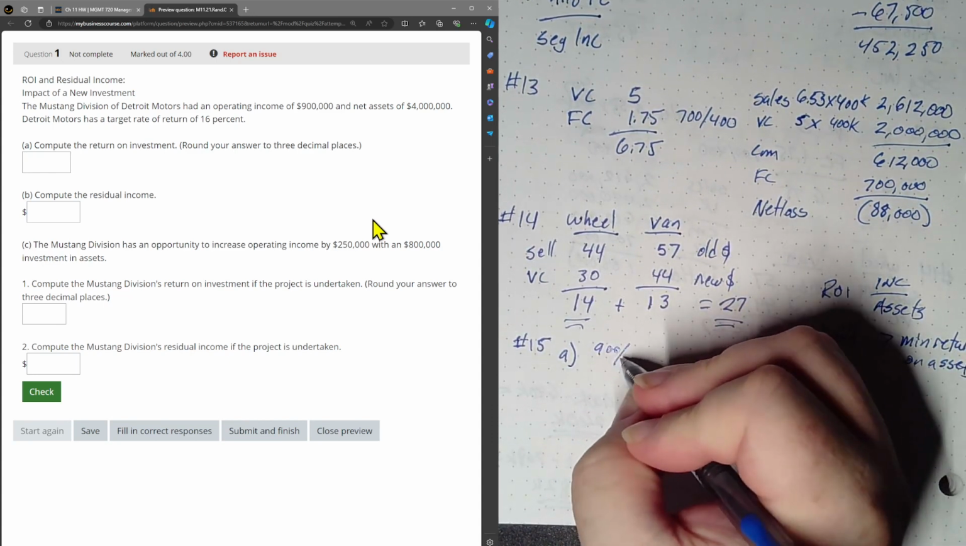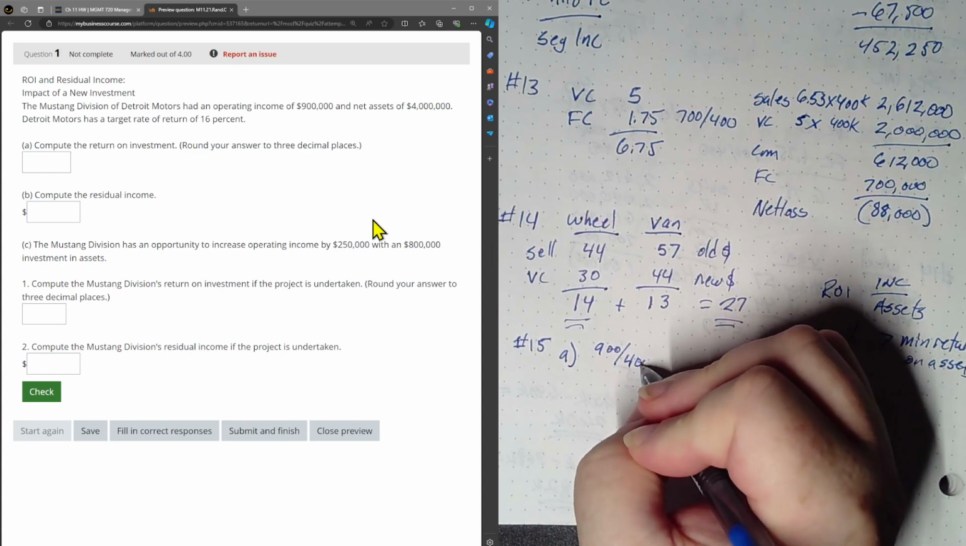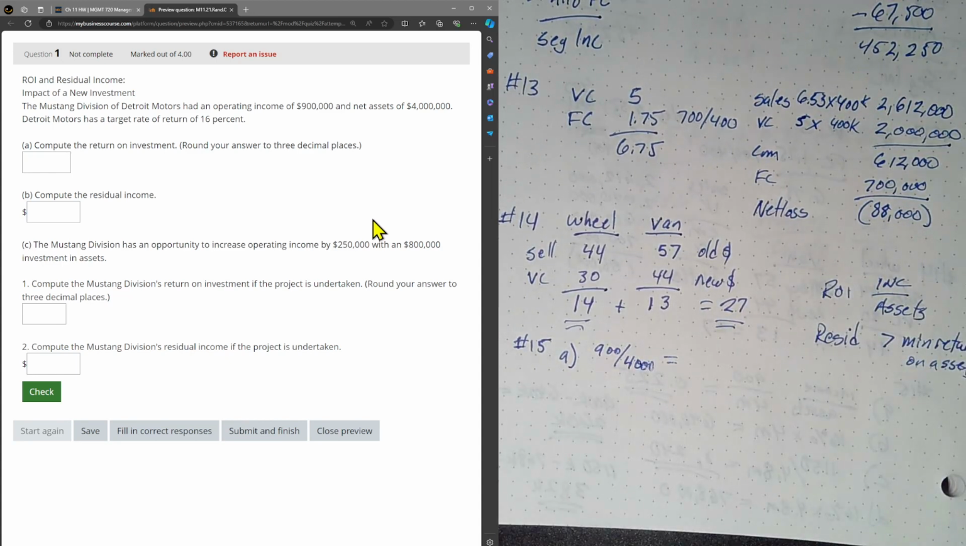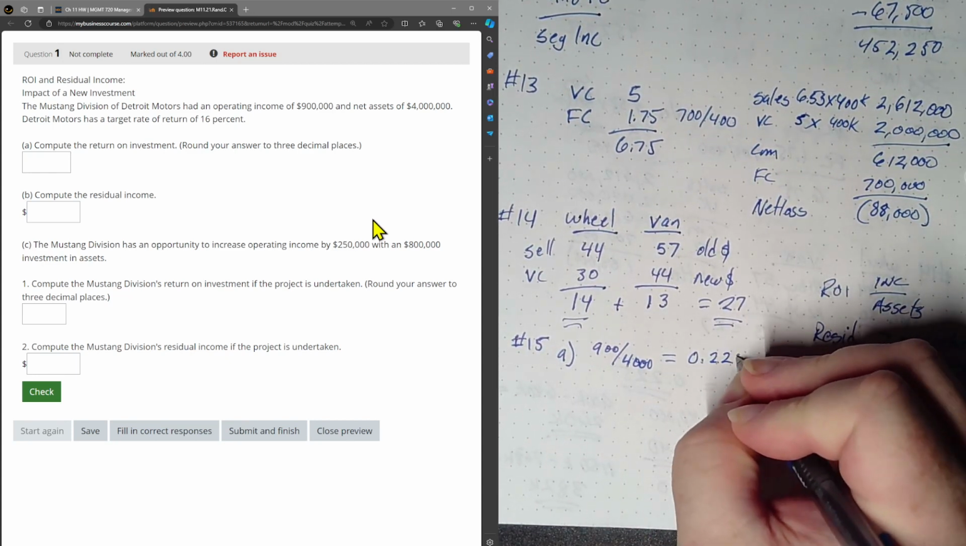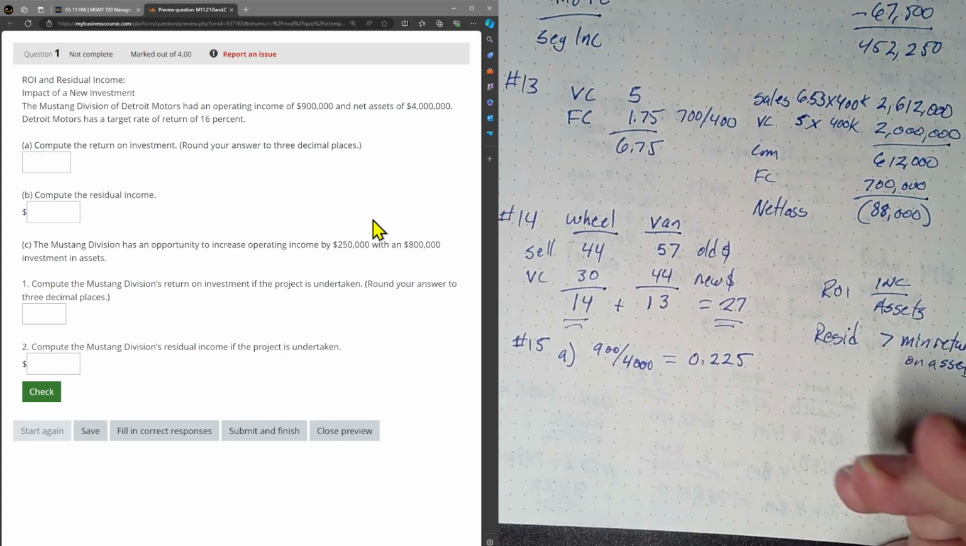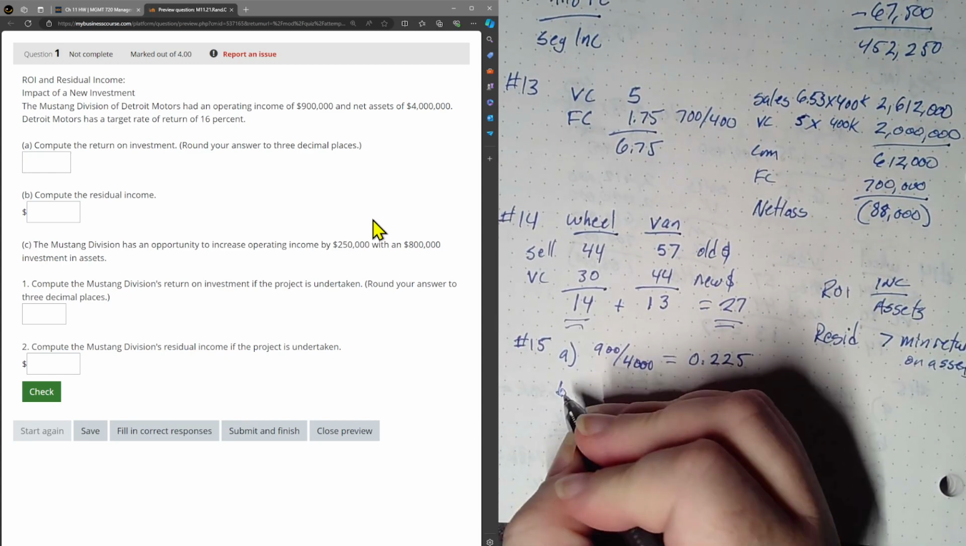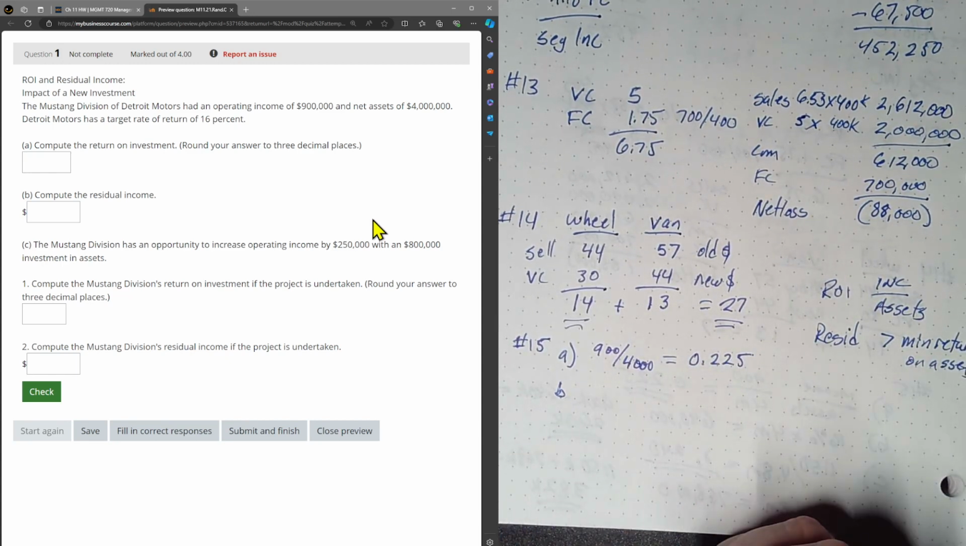income over assets equals, my thing went quiet, 900 divided by 4 million, which is going to be 0.225. And what are they asking? Round to 3 decimal places. That's what it's at. B, compute the residual income.